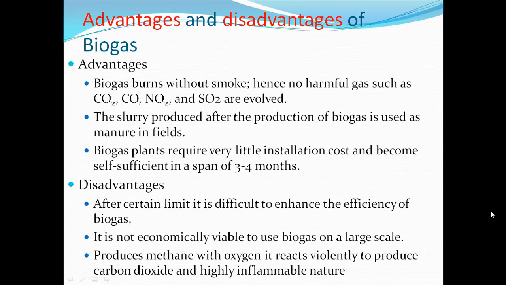Disadvantages. After a certain limit, it is difficult to enhance the efficiency of biogas. In the longer run, it is not economically viable because it cannot be produced on a large scale. It also generates methane, and when mixed with oxygen, it becomes very volatile and highly inflammable in nature.